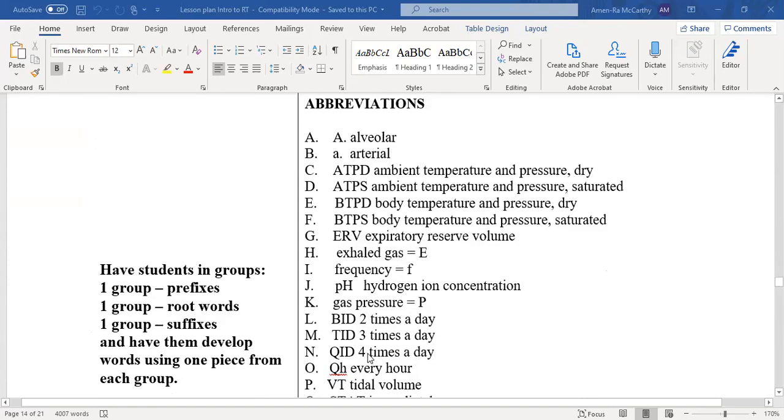All right, some abbreviations. Now, these first two are very important. Big A is alveolar. Big A stands for alveolar. And when you see a little a, they're talking about arterial. Okay, big A is alveolar, little a is arterial.